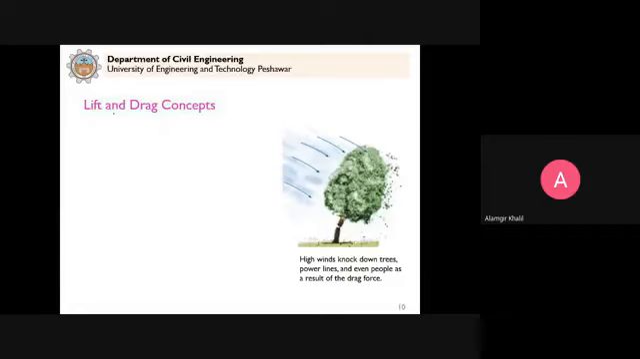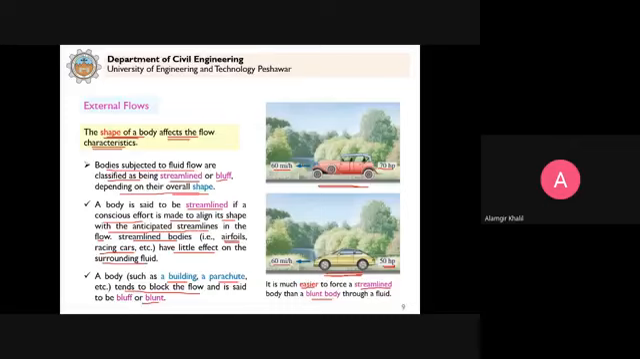Now lift and drag concepts. In the previous slides we studied what external flows are. We learned that internal flow is when the fluid is surrounded by a body, such as a pipe flow. We already studied that in detail in the previous chapter. The second type is external flow, where the body is surrounded by a fluid. So in this chapter we are going to study this second type in detail.